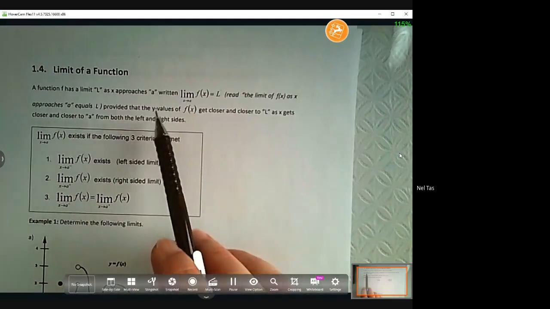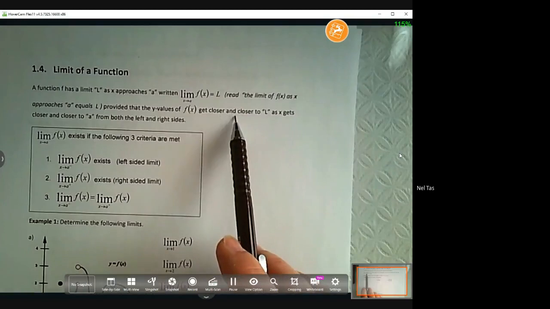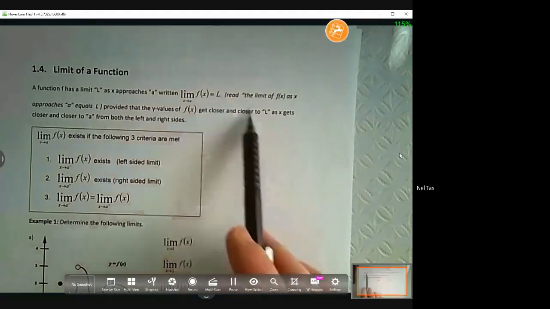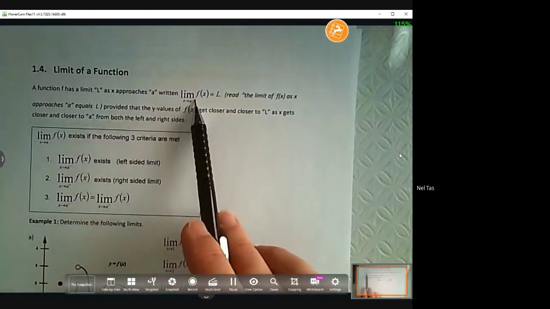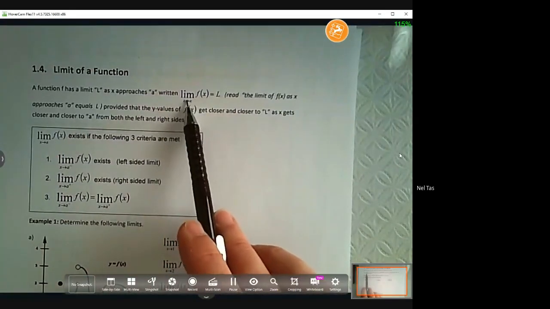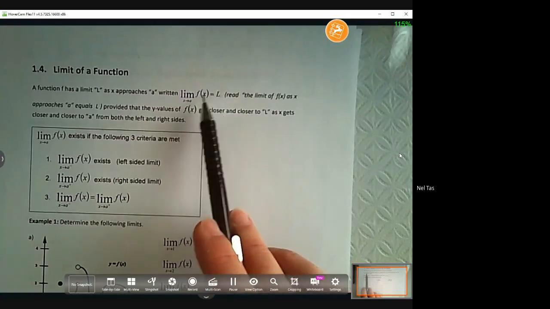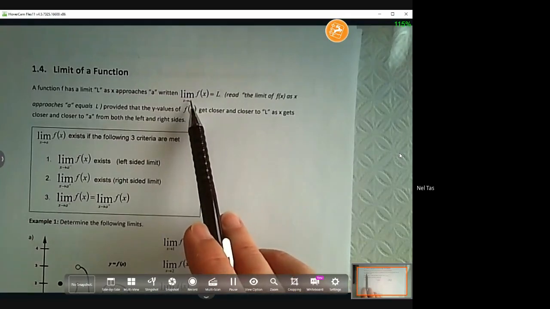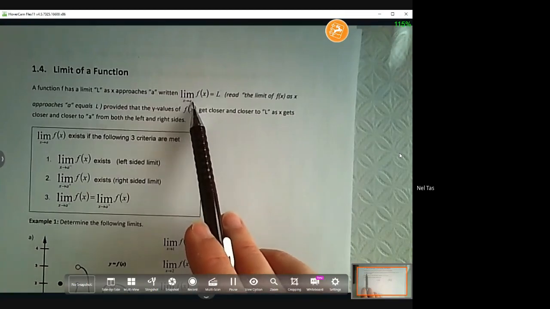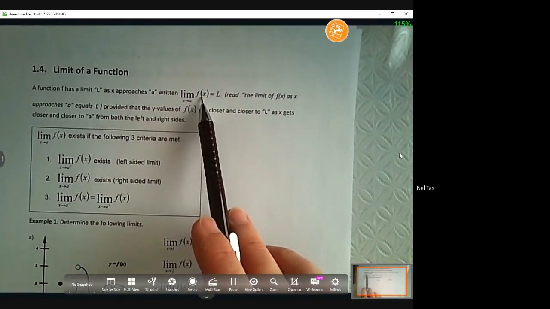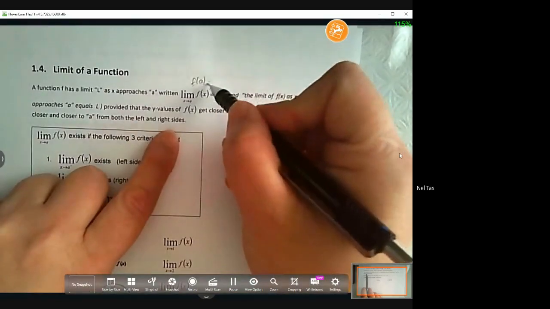So provided that y values of f of x get closer and closer to L, as x gets closer and closer to a. That is the x value, a, and L is the y value of the function. But again, it is not the value of the function when x is equal to a, right? Then we would say this: f of a equals L.